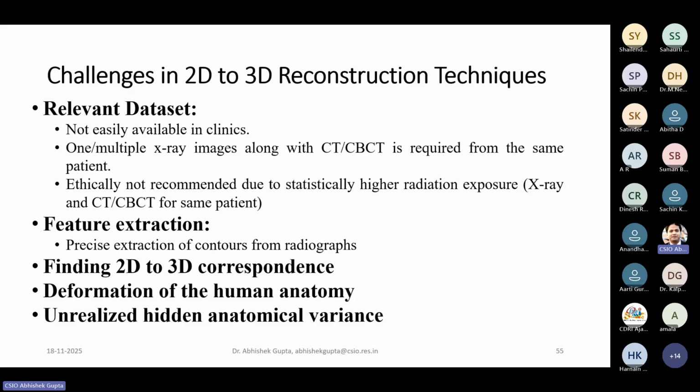Similarly, finding 2D to 3D correspondence may be a bit difficult if deformed cases are there, or cases with different age groups, or higher variations. And then deformation of human anatomy: again, with deformed or higher variation cases, the deformation may not be accurate. And there is unrealized hidden anatomical variance. Whatever information we are incorporating in the 3D surface image is based on the X-ray images which we have observed. But for anatomical variation or information which is not available in the X-ray, how do we incorporate that information into the 3D surface?